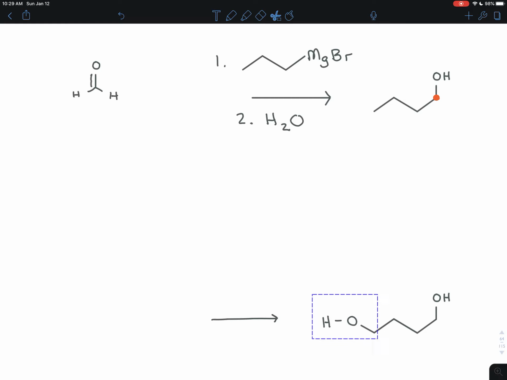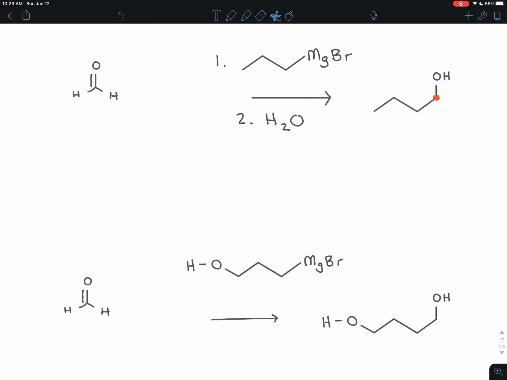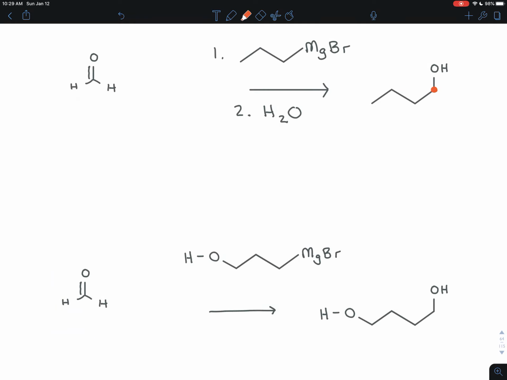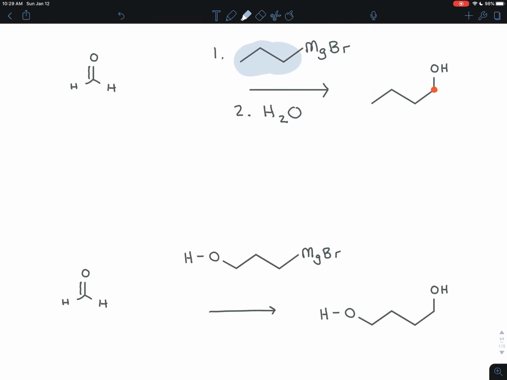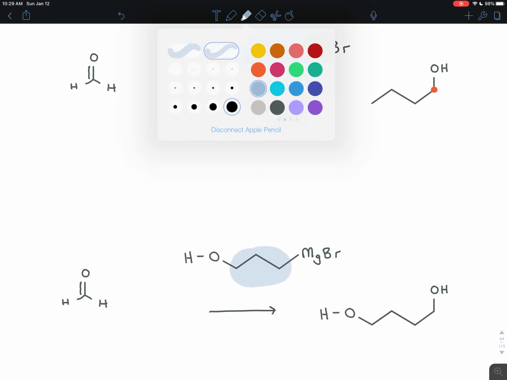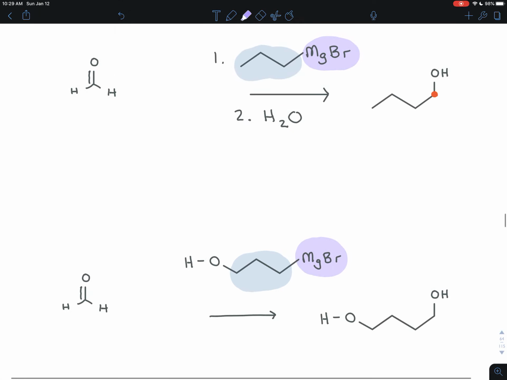Let me just take this part right here, turn that into a Grignard, so MgBr. Then I'll take this part here and turn that into a carbonyl, like I did before. And notice these are really the same, or at least very, very similar, right? You have these 3 carbons here with the MgBr. The only difference is that in this case, you have this OH here.